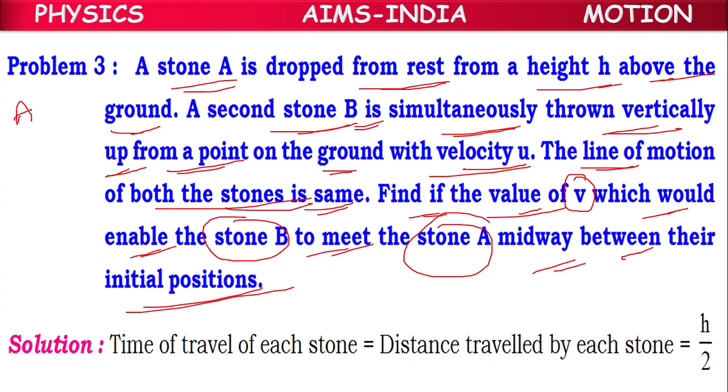So stone A is dropped from a height, stone B is projected upwards from the ground, both of them traveling along the same line. Now the question is, at what point do they meet? And one more thing, they are telling that they meet midway. If the total height is h, they meet midway, means h by 2.